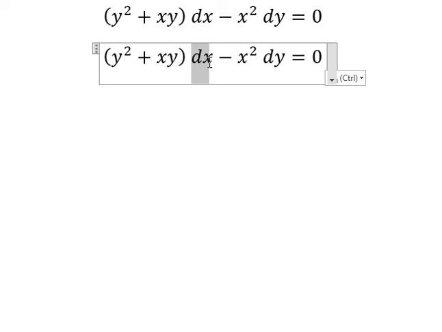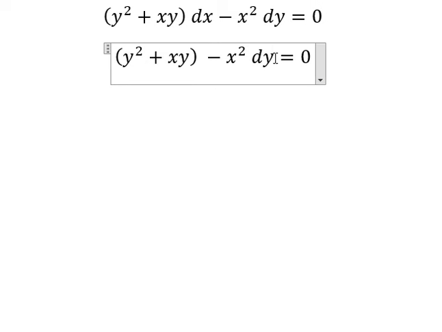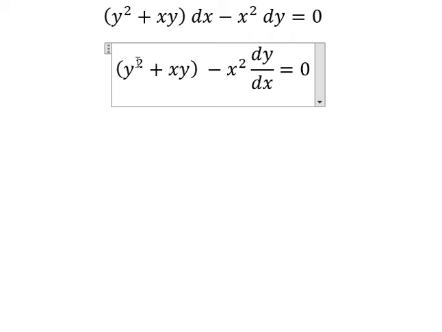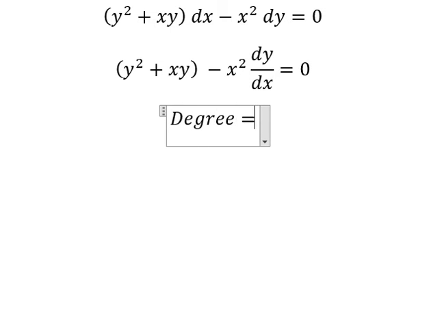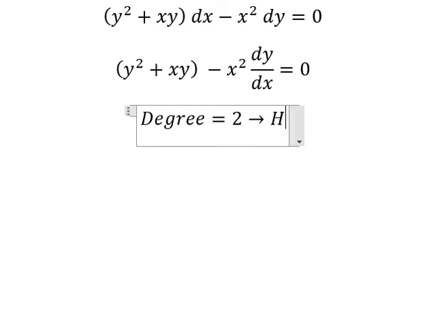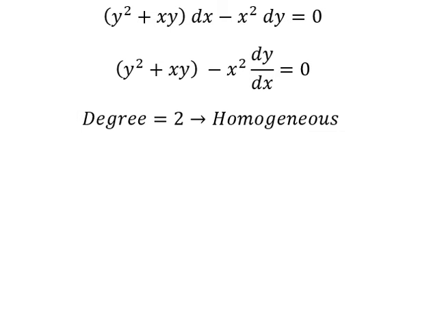We divide both sides by dx. We have y squared, xy, x squared. They are degree number 2. So this is about homogeneous. So I will put y equals vx.